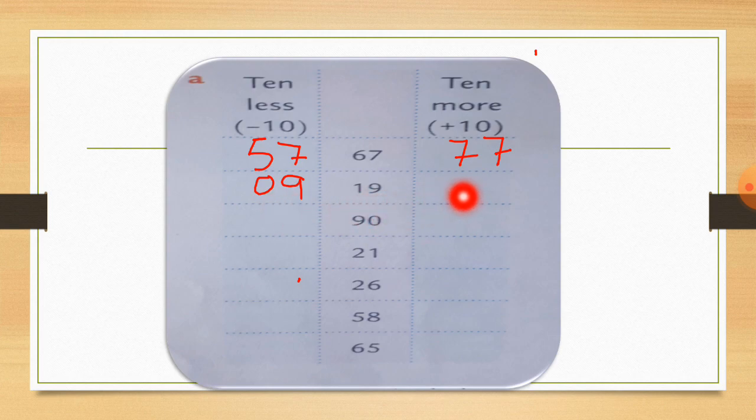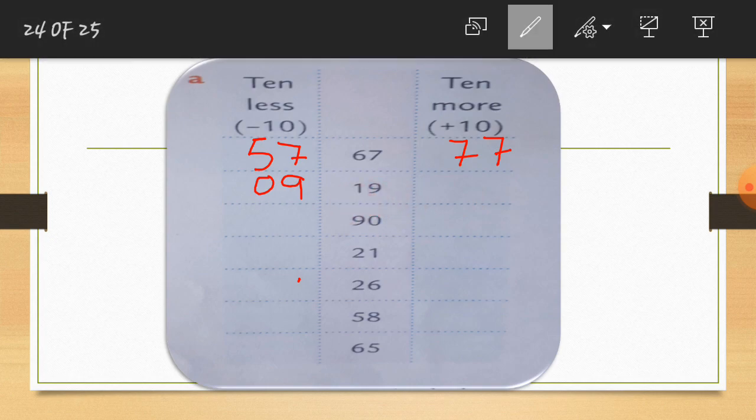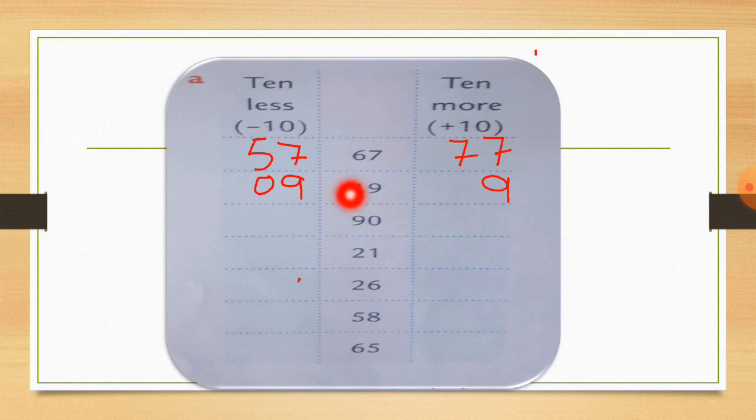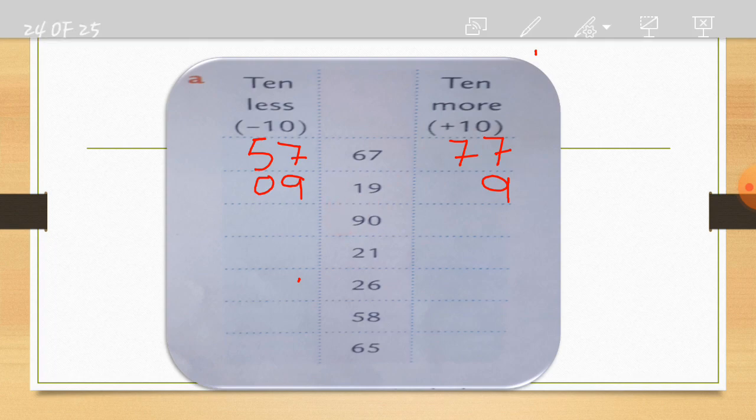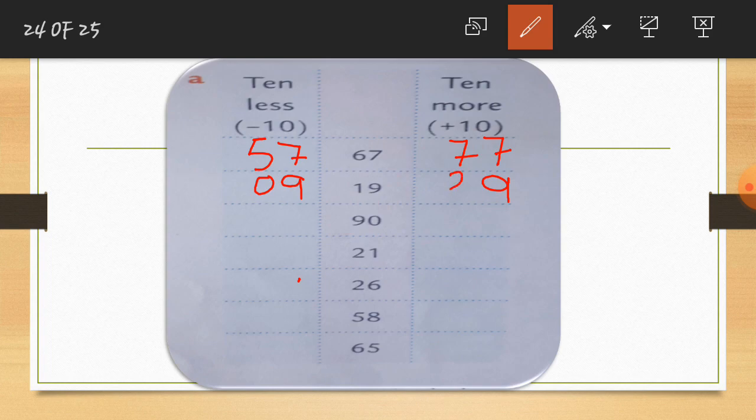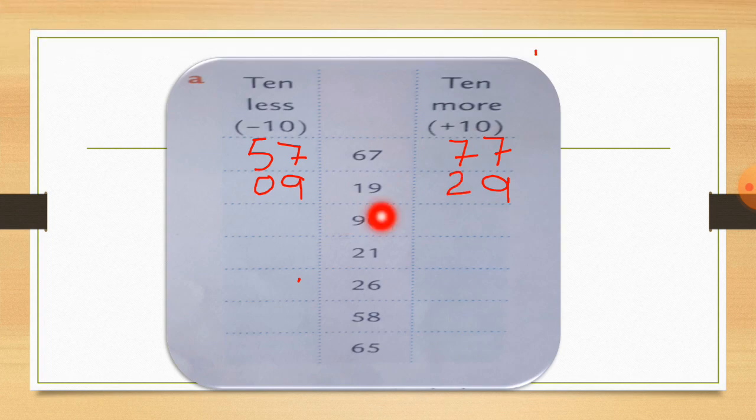And here, you have to add 10 to it. So here first I write the ones value as it is. You can see here I write 9, and here the tens value is 1. So we have to add one to this 1. So 1 plus 1 is equal to 2. So here I write 29. So this is our answer.